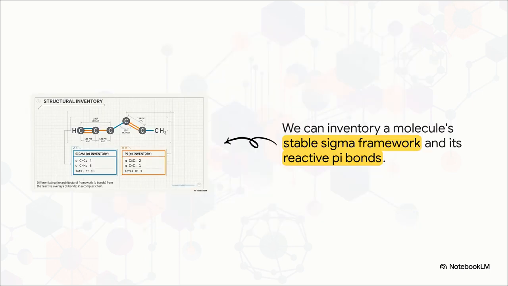So, with everything we've learned, we can now look at any molecule and do a quick inventory, kind of like a building inspector. First, we identify and count the strong sigma bonds that make up the core structure. In this molecule right here, there are 10 of them. Then we look for those reactive pi bonds that are layered on top, and here we can spot 3, just sitting there, ready and waiting for a chemical reaction to kick off.